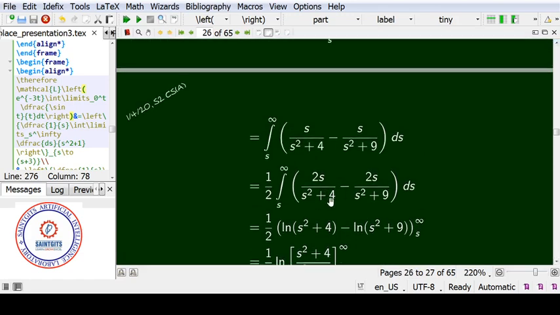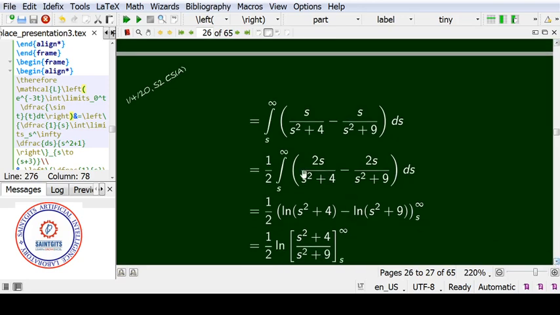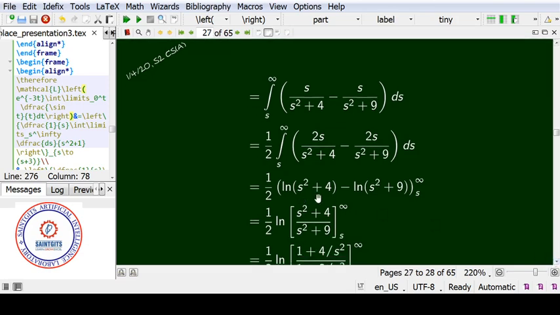So 2s by s square plus 4 minus 2s by s square plus 9. I take 1 by 2 common. Numerator is the derivative of the denominator, or du by u. Integral du by u is ln of u: ln of s square plus 4 minus ln of s square plus 9. The limit varies from s to infinity. The next step is log a minus log b, which is logarithm of a by b.